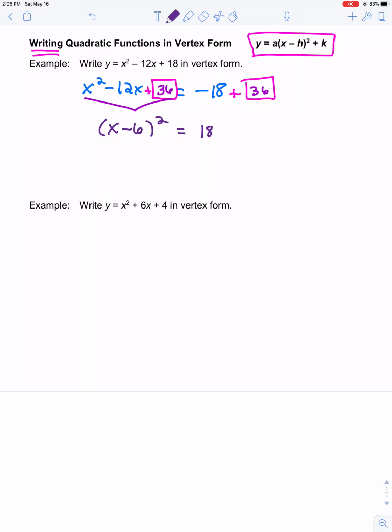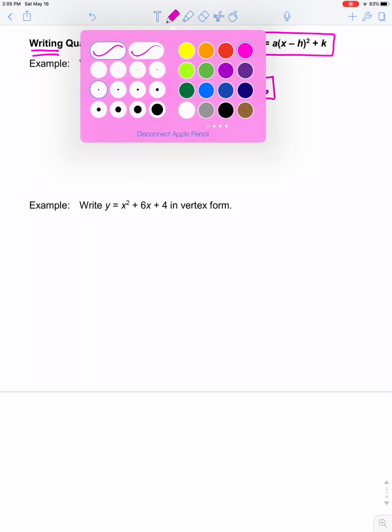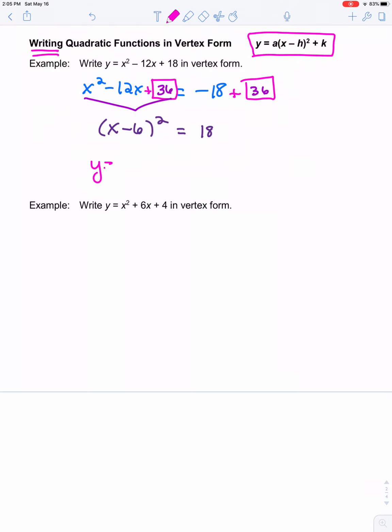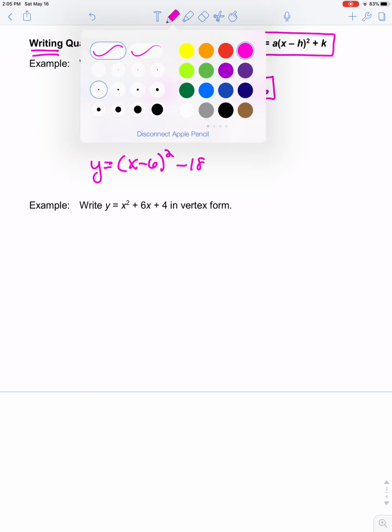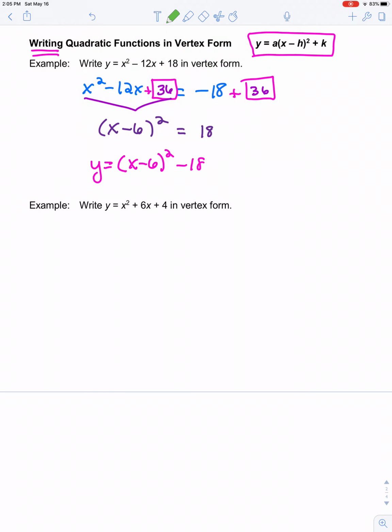Now we're going to bring everything back over. y is equal to x minus 6 quantity squared. Subtract 18 to the other side. We bring y back in. Guess what? That's vertex form. Now it's in vertex form.